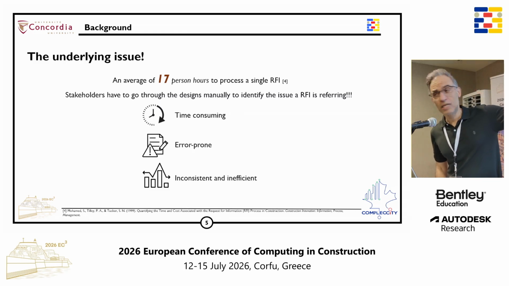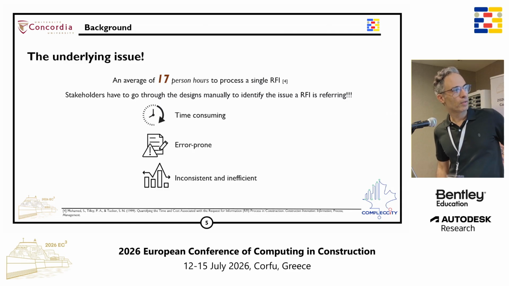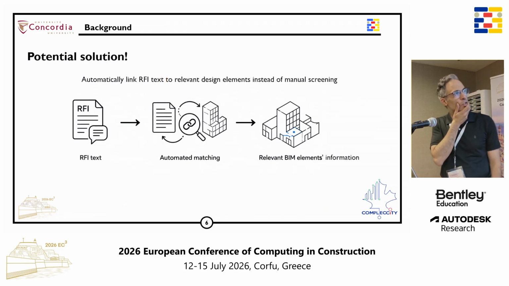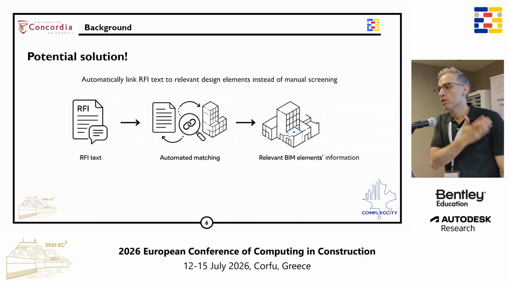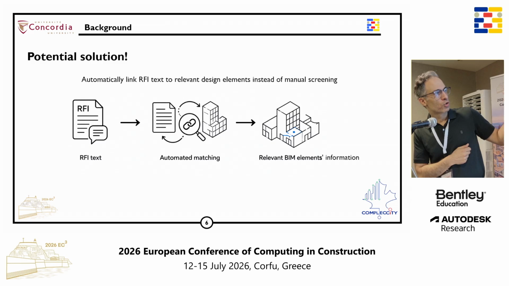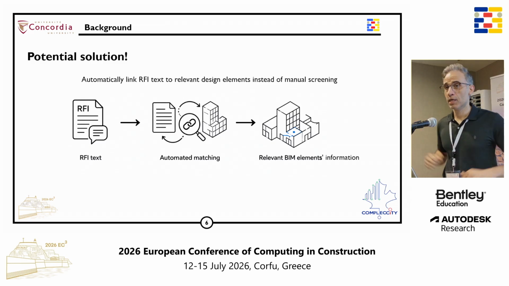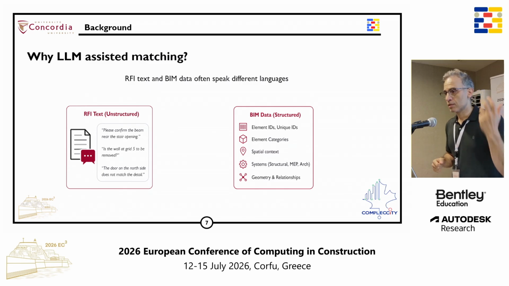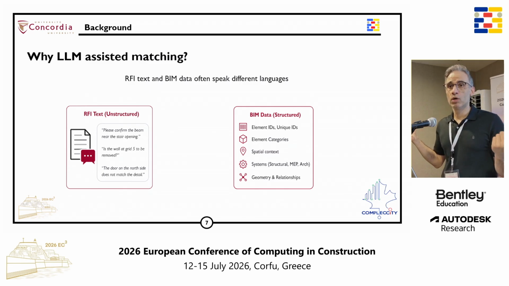The process is still to date very time consuming, error prone, and of course, inconsistencies happen from one iteration to the other one. So our solution is very easy conceptually and in an ideal world. The idea is to automatically link the RFI text into the BIM through LLMs. Simple as that. The problem is the RFI and the BIM do not speak the same language.